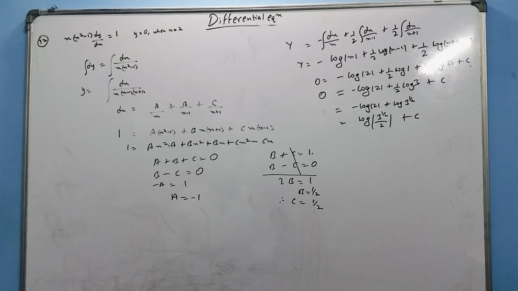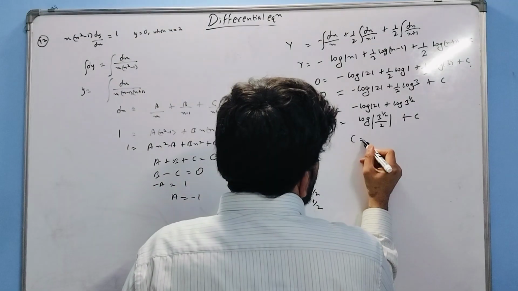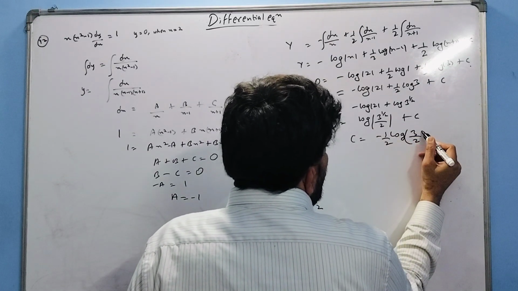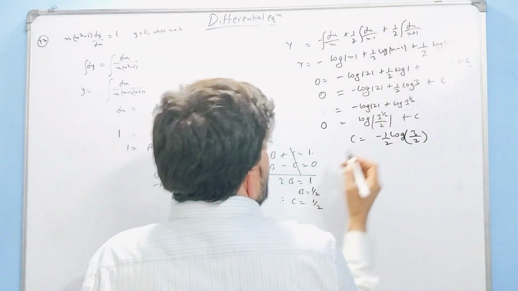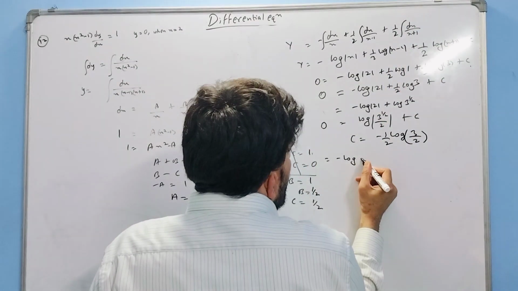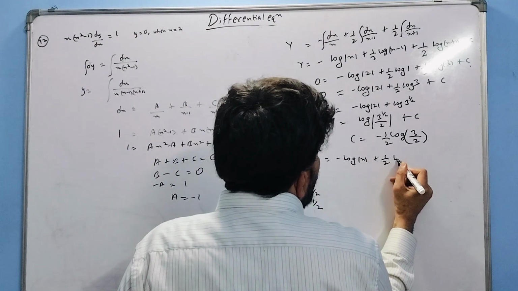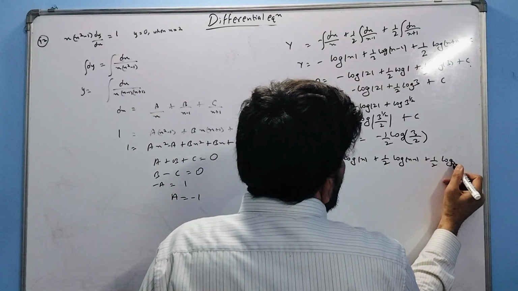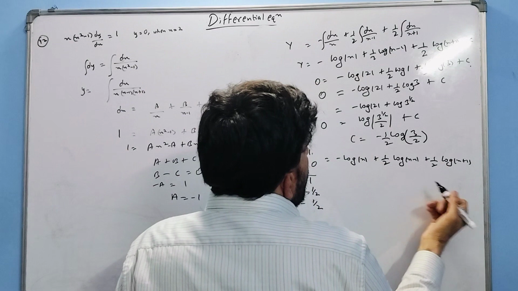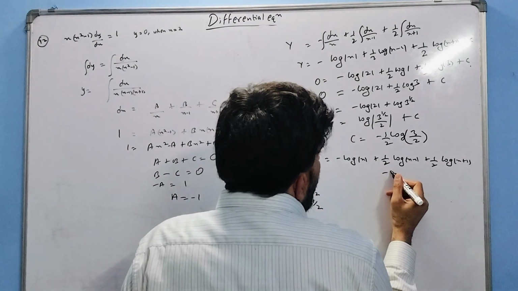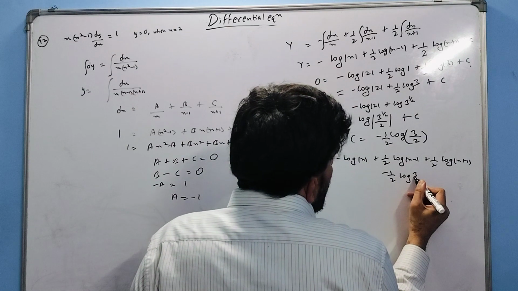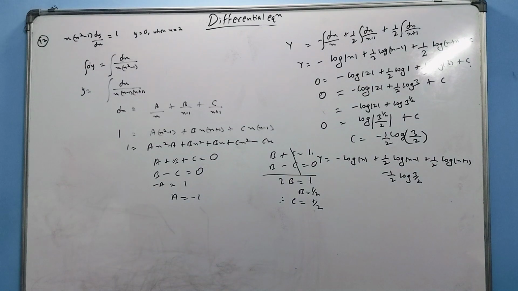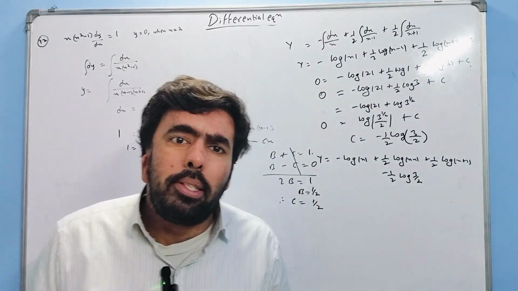Now we have c is equal to minus half of log 3 upon 2. Now we can put this value here, so that I got y is equal to minus log of x plus half of log (x minus 1) plus half of log (x plus 1) minus half of log 3 upon 2. So that is how we are able to find the general solution for the given differential equation.